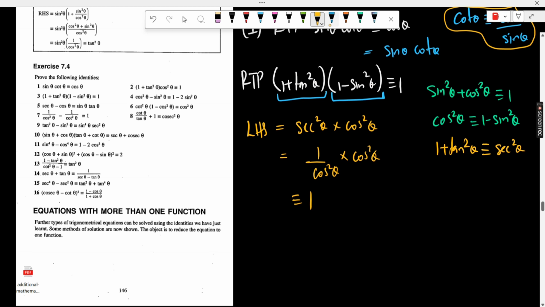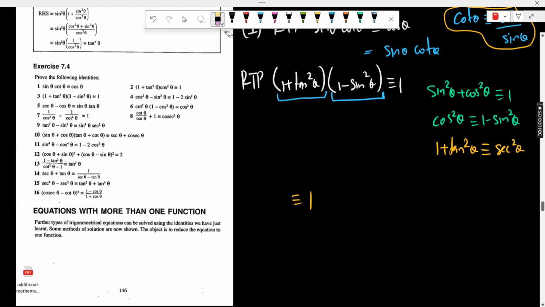proving other identities. So you had to have remembered that, for instance, 1 minus sine square theta is equivalent to cos square theta, and 1 plus tan square theta is equivalent to sec square theta. But I will show you a different approach which will work, but it'll take us a few more steps. So let me do this part again. All right, let me start from scratch again with this one.